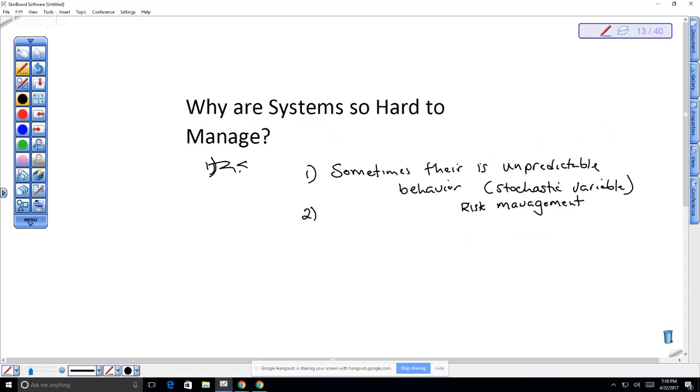Okay, so we can also talk about the complexity. So when we increase the number of storages and flows and feedback loops, then it becomes really complex, and it's really hard to make predictions about that.